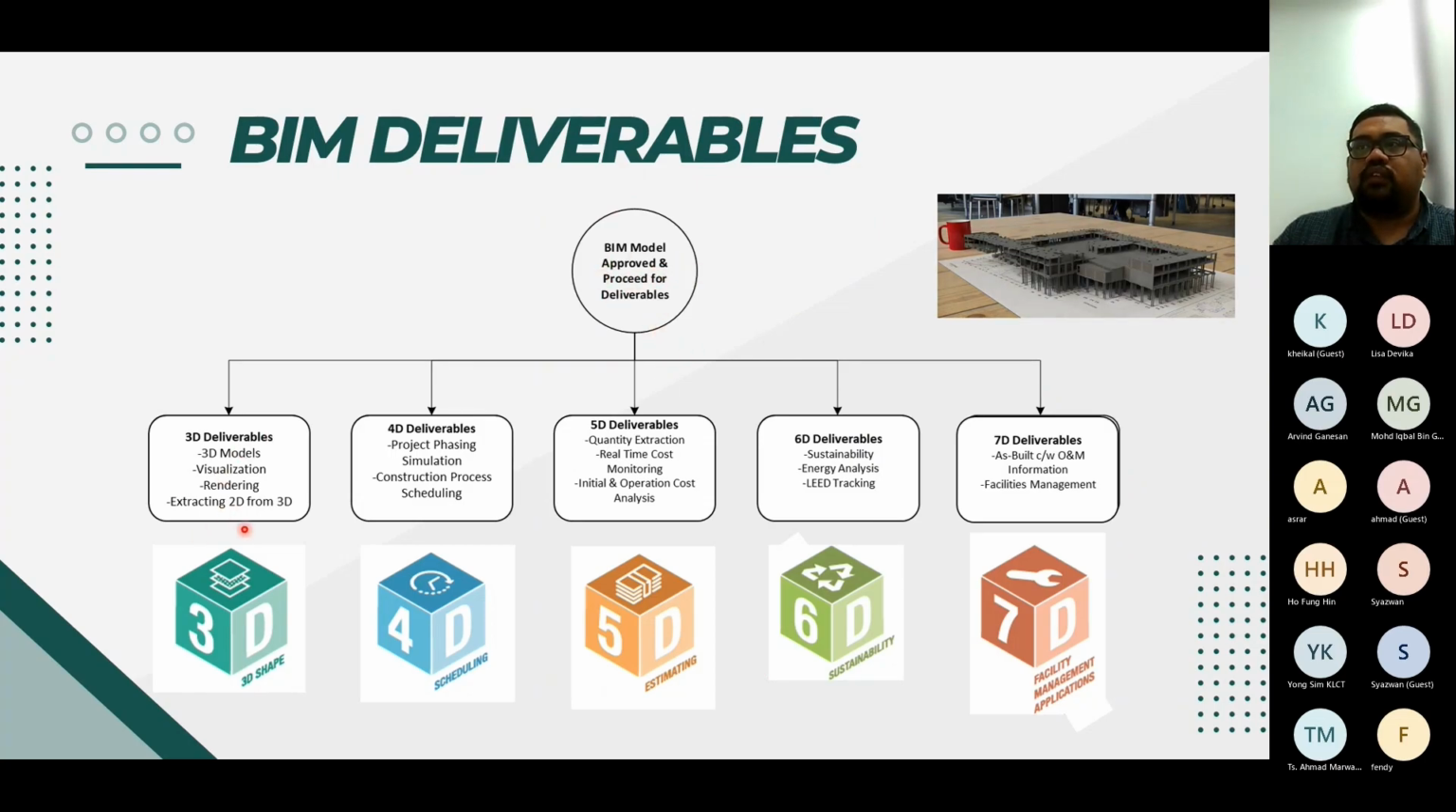So what is the deliverable? Number one is 3D: 3D model, visual rendering, extracting 2D from the 3D. 4D, project phasing, construction process scheduling. 5D, quantity extraction, real-time cost monitoring, and initial operation cost analysis. 6D, sustainability, regenerative, LEED, and then FM, 7D. Okay, so here is what we call the BIM deliverable.